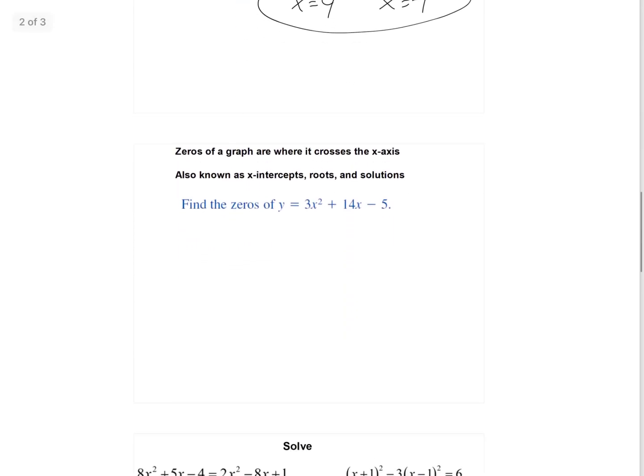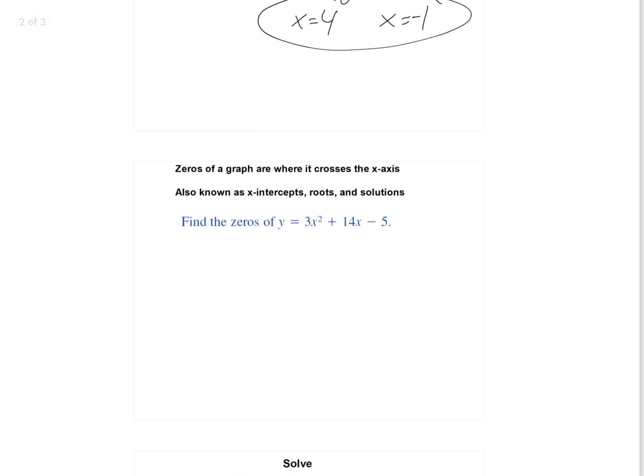Okay. These solutions are what are called zeros on a graph. And zeros are the same thing as x-intercepts, or sometimes called roots, or even called the solutions.